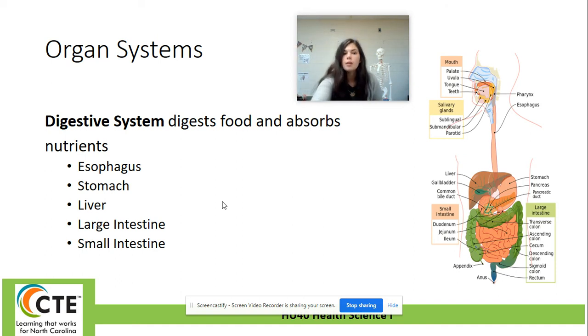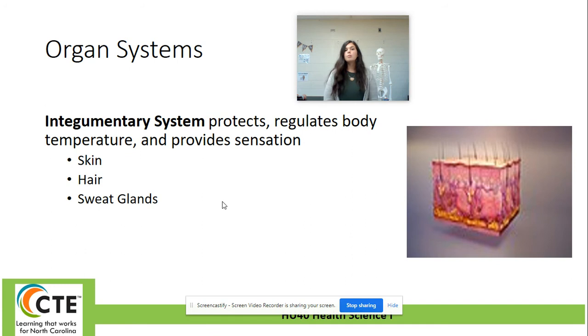Okay? Next, you have your integumentary system. An integumentary system is just a fancy way of saying your skin. So here we have our skin model from earlier. Your integumentary system is important because it protects and regulates your body temperature. It protects your entire body by covering all those muscles and skeleton with a protective layer. And then it keeps in water and lets out water in order to regulate body temperature.